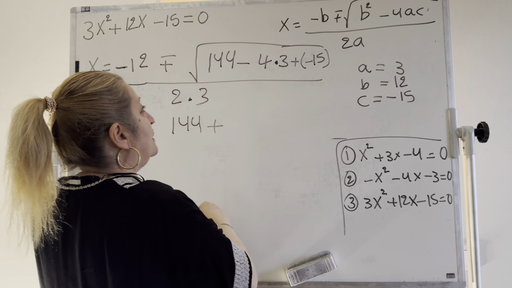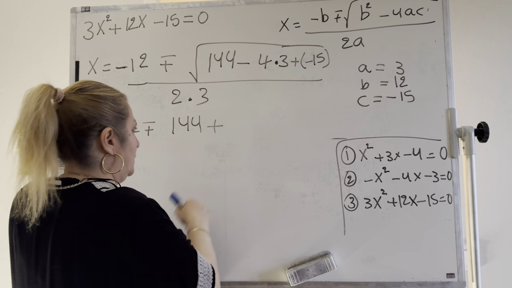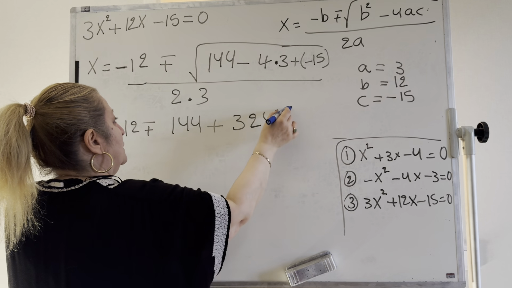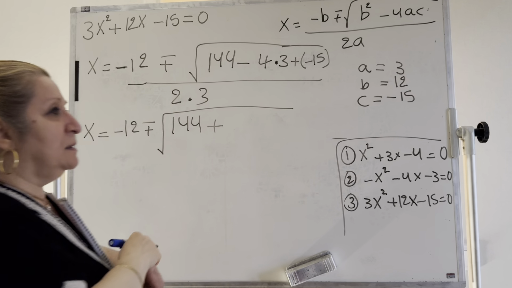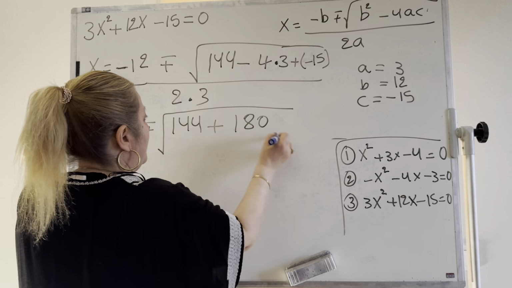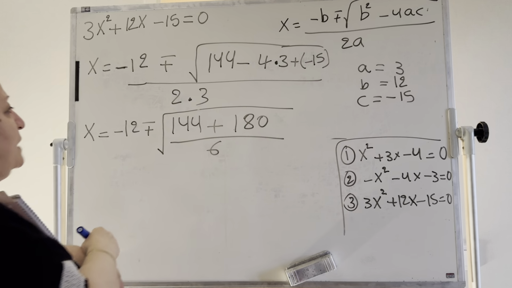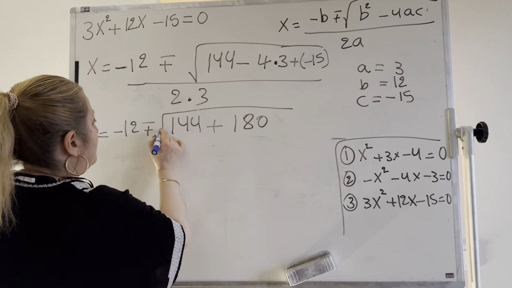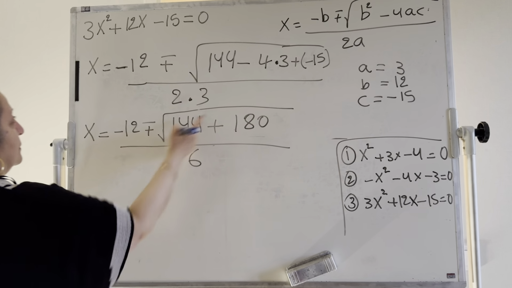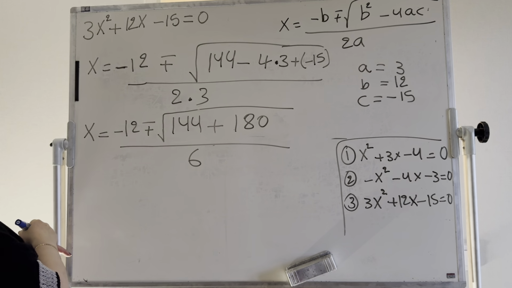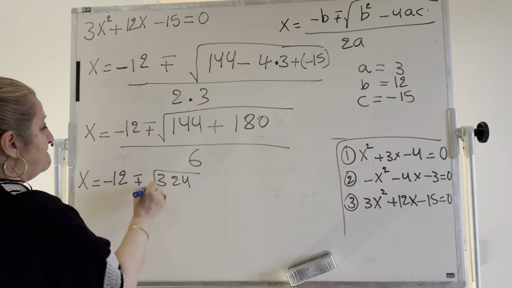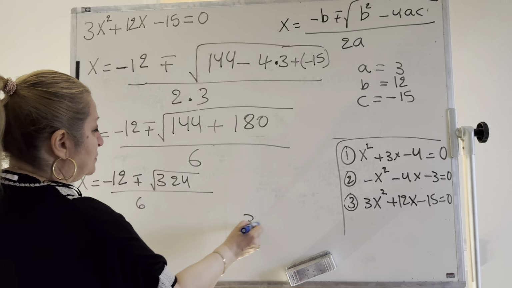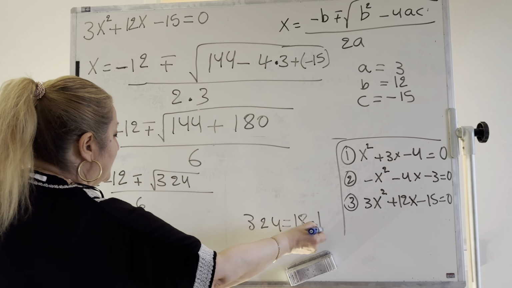4 times 3 equals 12, times 15 equals, no, 180, because 15 times 12 is 180. 144 plus 180 is 324. All divided by 2a, 2 times 3 equals 6. x equals minus 12 plus or minus the square root of 324, divided by 6. 324 equals 18 times 18.